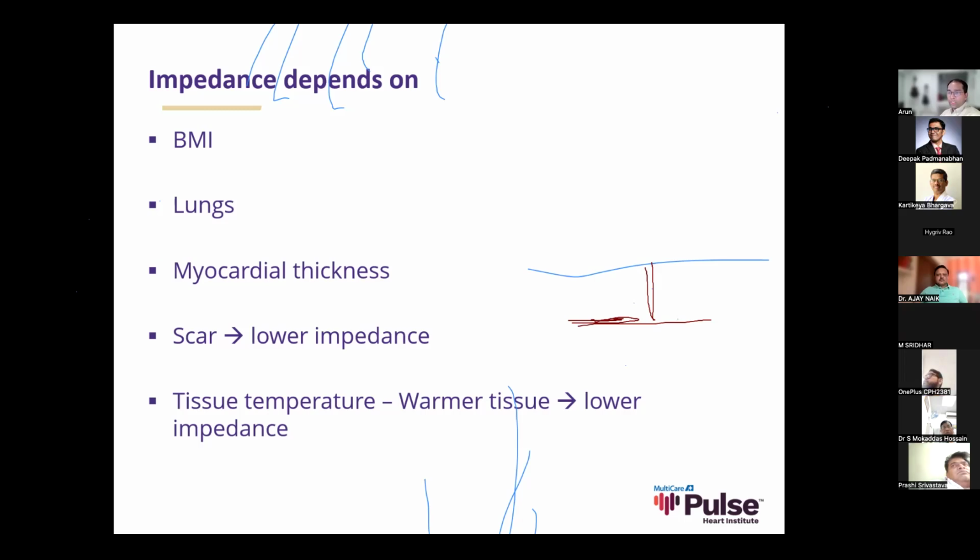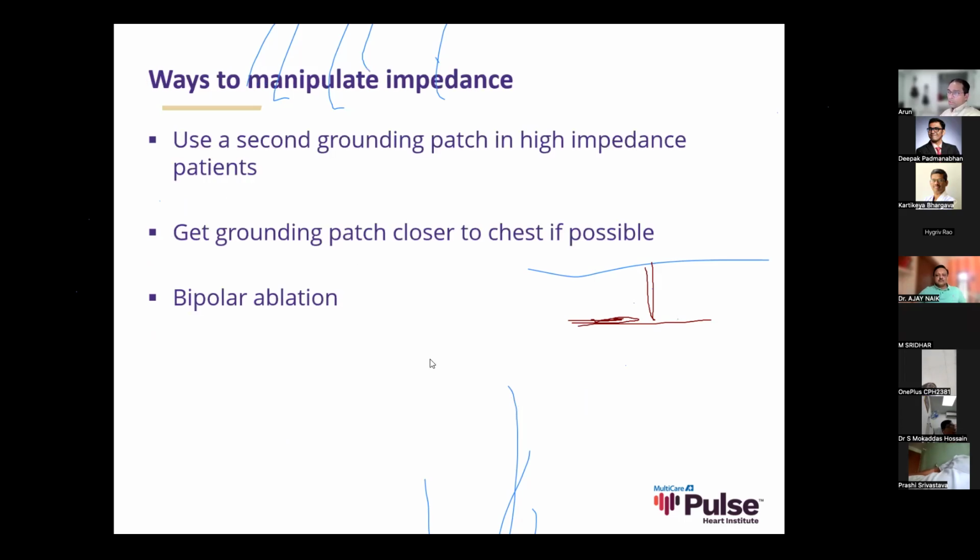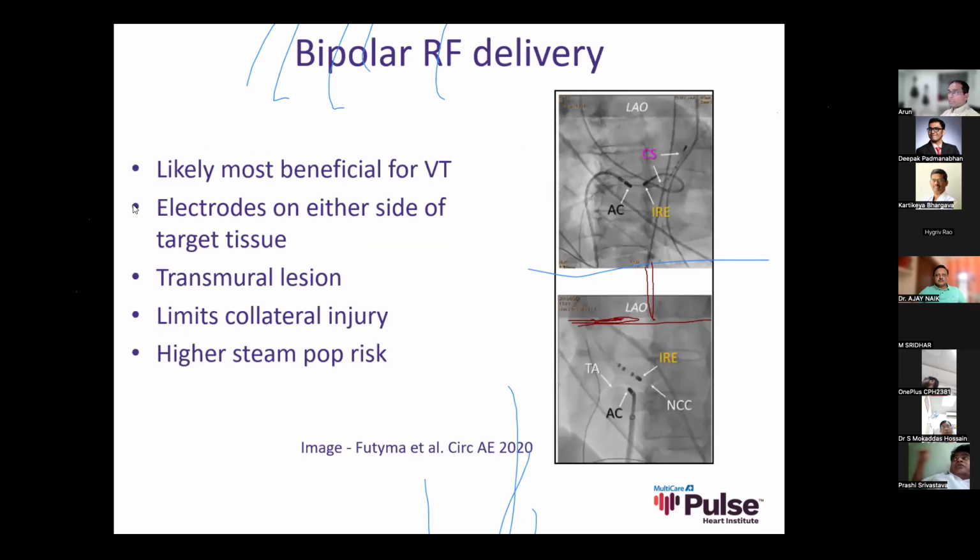So then you need to readjust. You are either inside a deep pocket or something like that. So you have to use the patient as their own baseline to understand what's happening with the impedance, to negate everything else. Okay, so some of the ways to manipulate impedance would be to use a second grounding patch or get the grounding patch closer to the chest if possible. The ultimate way to manipulate impedance would be bipolar ablation. So that is one way to actually control the impedance and also get a very deep lesion.